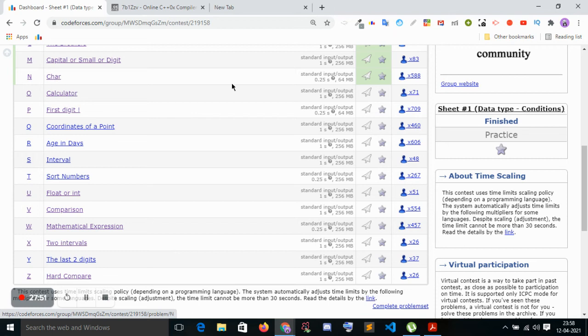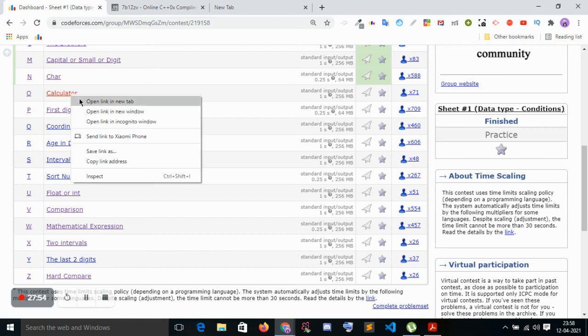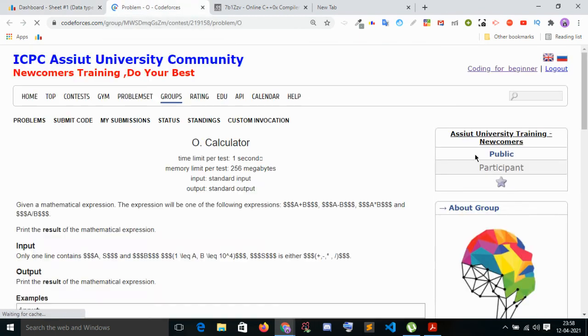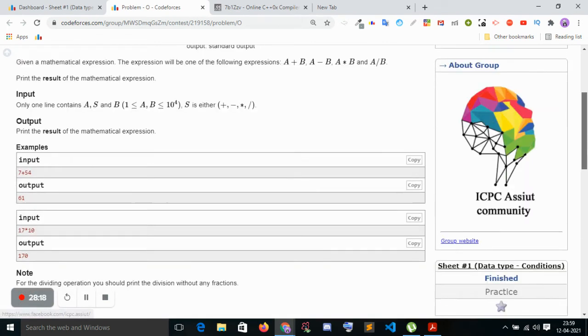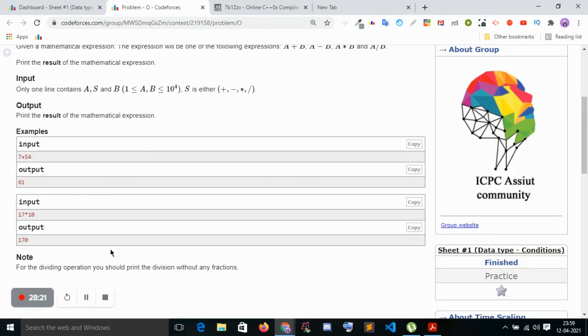Calculator. Okay, we'll see it. Let's try to submit this calculator. So calculator is given a mathematical expression. The expression will be one of the following: a plus b, a minus b, a star b, a divided by b. Okay, only one line contains a op b. Okay, you have to take op as a char, or string, whatever you want. Okay, so for the divide case you should print the division without any fraction. Okay, you have to divide without any fraction, so you don't want to give any float answer.